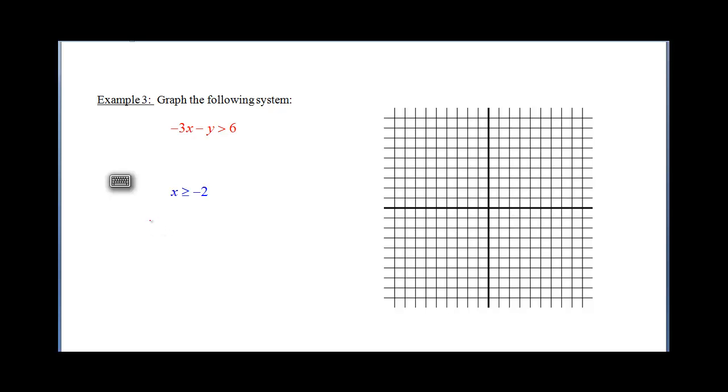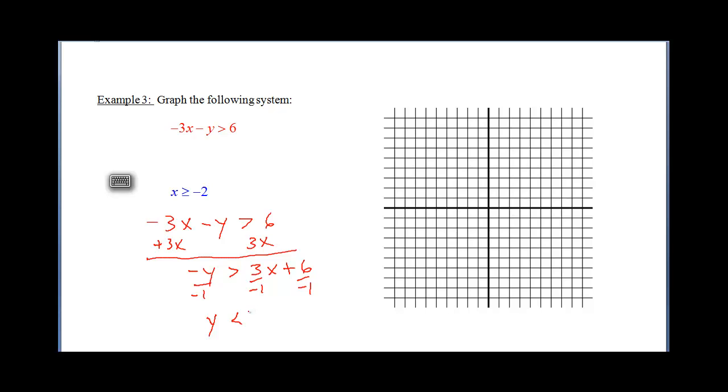So we have our negative 3x minus y is greater than 6. We're going to add 3x to both sides. So this gives us negative 1y is greater than 3x plus 6. And then we're going to divide by a negative 1. When we do that, remember, our inequality sign changes direction. So we have y is less than negative 3 over 1x minus 6.